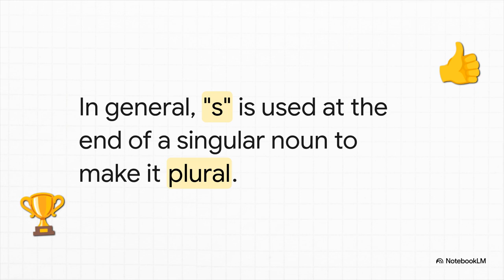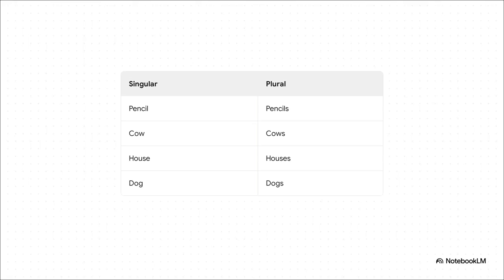And here it is, the golden rule itself. For the vast majority of nouns, all you've got to do is slap an S on the end. Honestly, if you only remember one thing from this whole explainer, make it this one. This is your #1 tool for making plurals. And you can see just how simple and powerful it is with these examples.